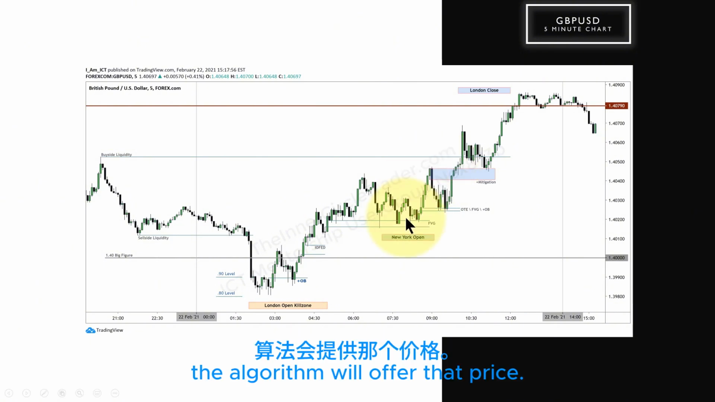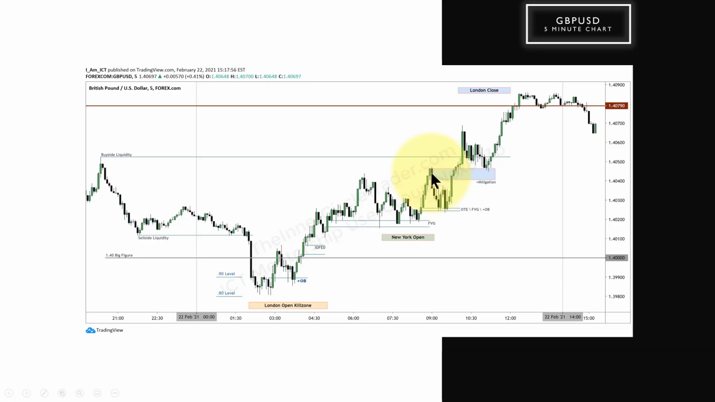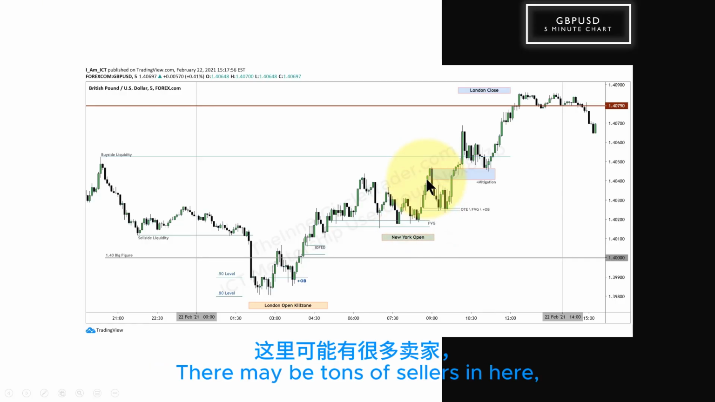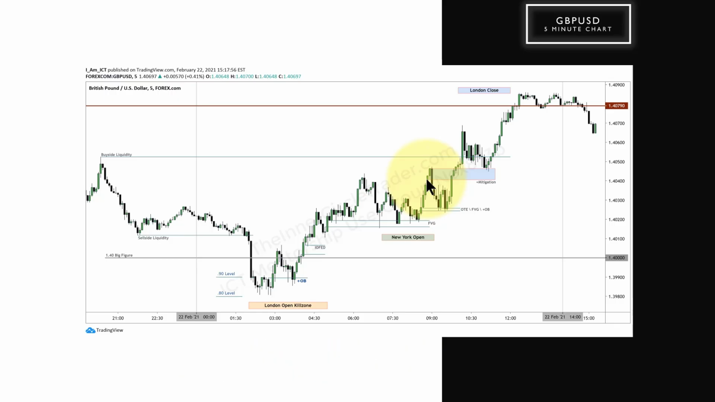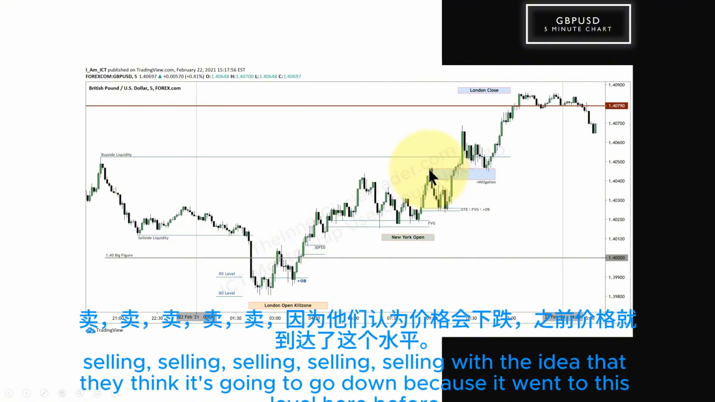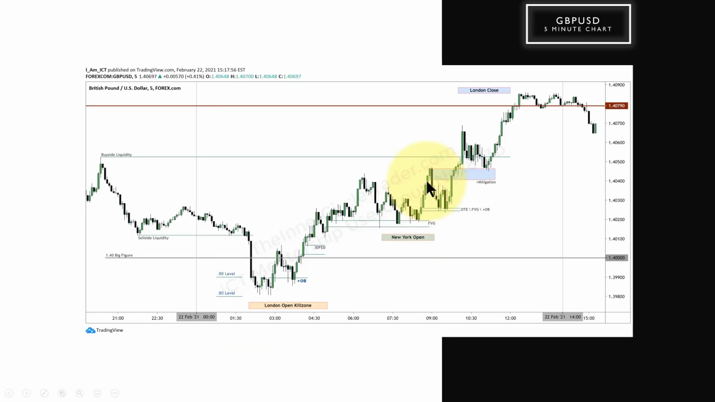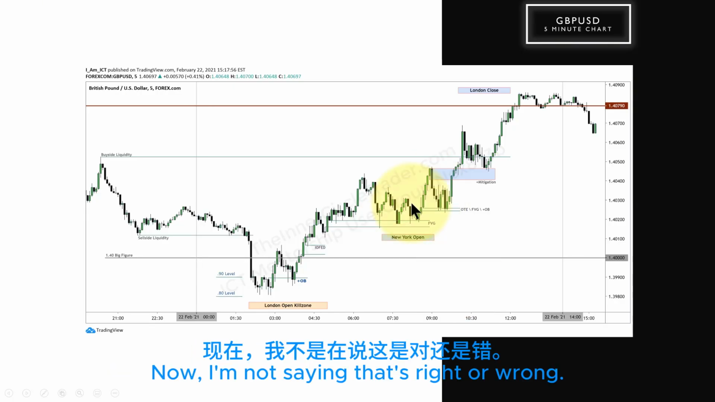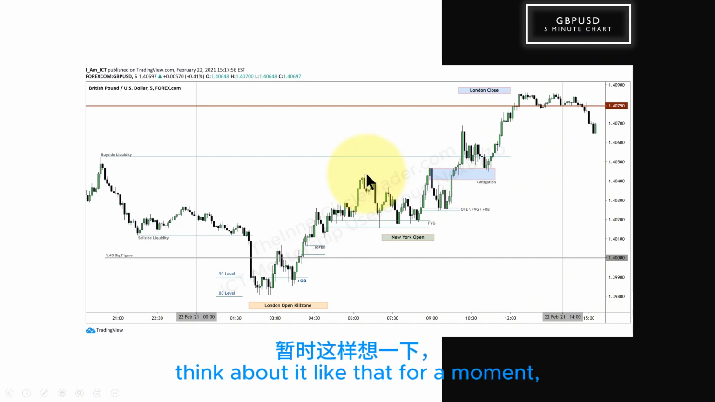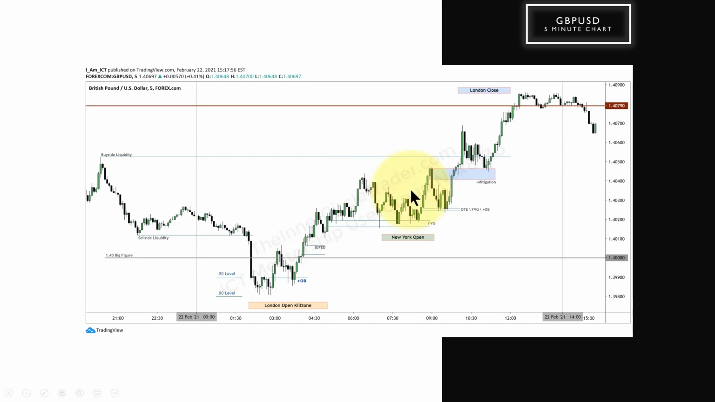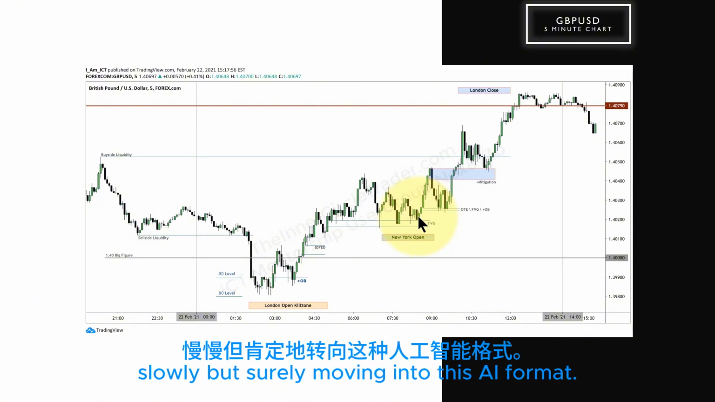Now, the algorithm will offer that price. This is what you don't realize. The algorithm is offering the price higher, higher, higher. There may be tons of sellers in here, tons of them, and they would be coming here selling with the idea that they think it's going to go down because it went to this level before. So therefore, if it goes back up to that level again, they think it's going to go lower. Now, I'm not saying that's right or wrong. I'm just saying think about it like that for a moment, just so you can understand what I'm saying. The market algorithm, and it's not just limited to currencies, okay, because they're all slowly but surely moving into this AI format.